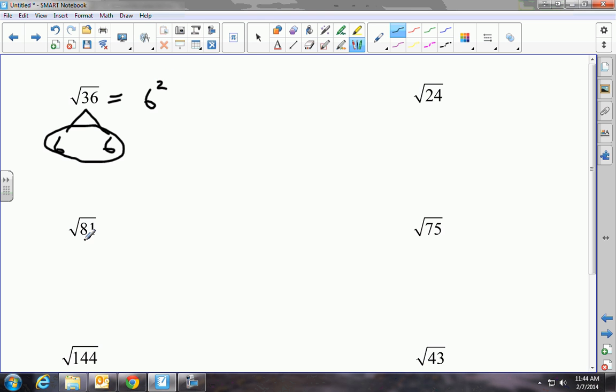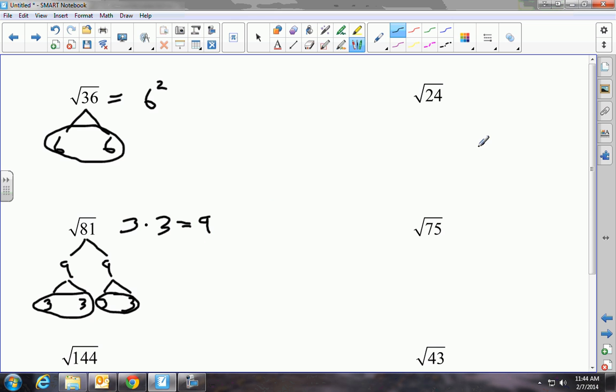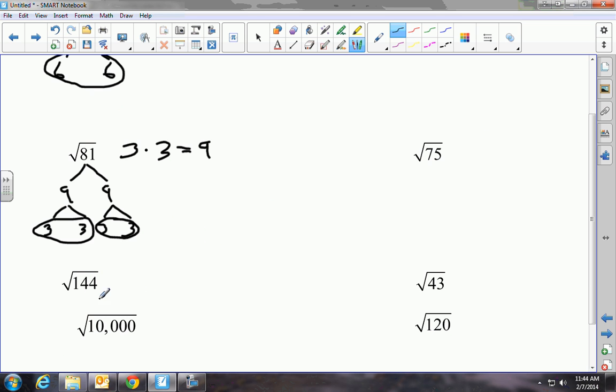Okay, and the same goes for 81. 81 is a perfect square. We could split that up into 9 and 9, and we've got a pair right there. So the square root of 81 is 9. Let's say that you wanted to keep going and say, all right, but 9 can be split up into 3 and 3. And you've got a pair of 3's. And we know 3 times 3 equals 9. So we end up right back at 9 anyway. Okay? And 144 works the same. The square root of 144 is 12 because it is a perfect square.